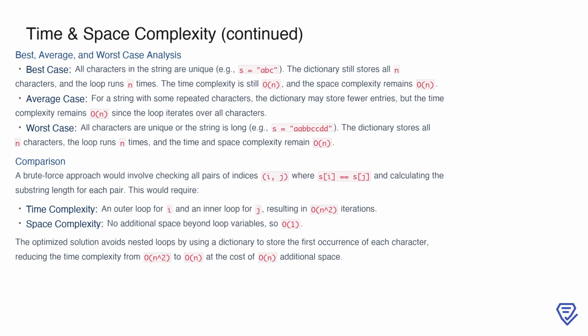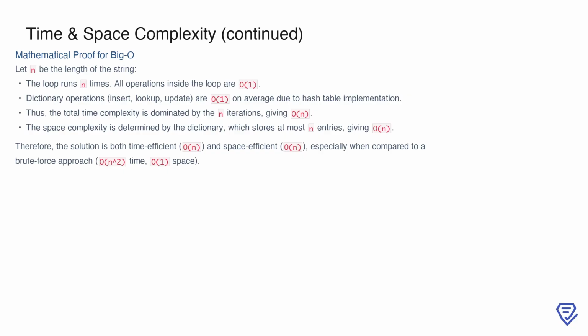While the brute force approach uses O(1) space, the optimized solution achieves a much better time complexity of O(n) by using a dictionary to eliminate nested loops. To formally prove the solution's big O complexity, let the length of the string be n. The for loop is the main contributor to the time complexity, running exactly n times.